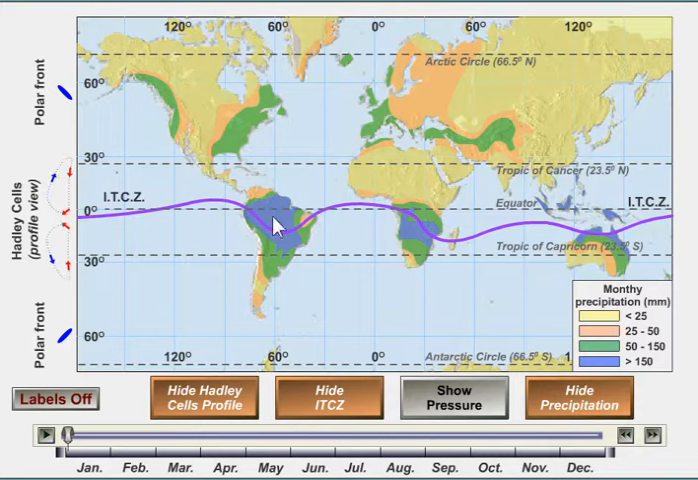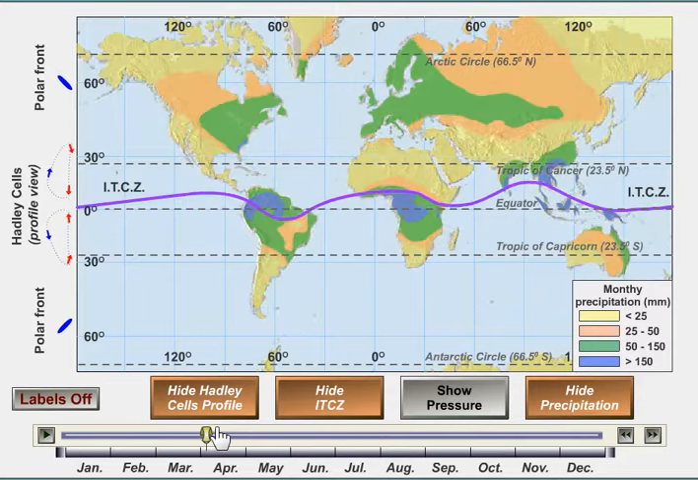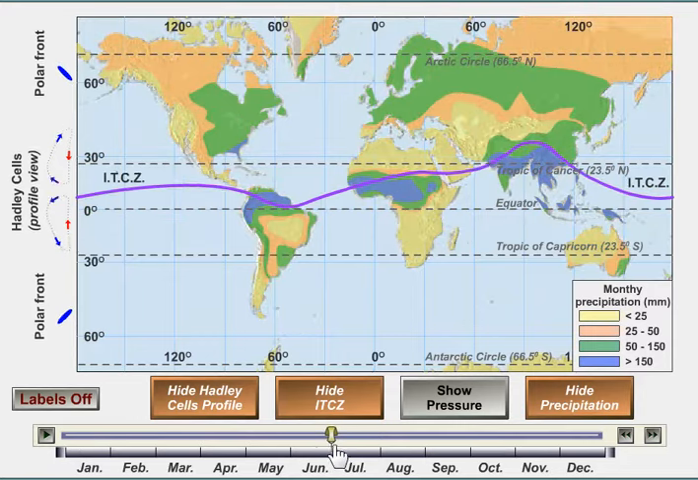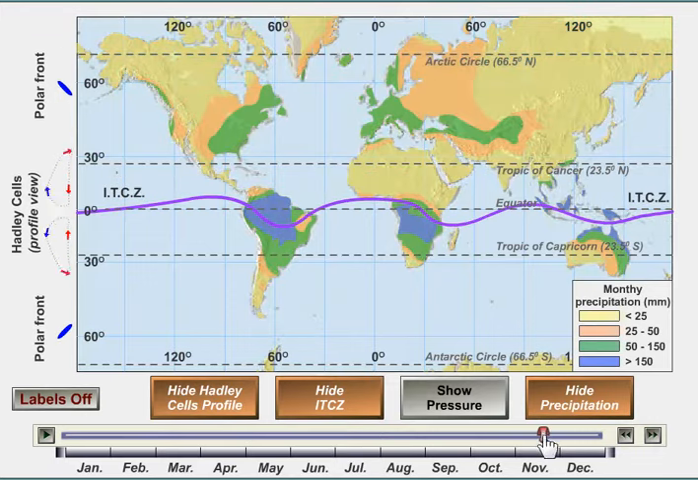But watch what happens to this wet belt as we move the ITCZ north with the seasons. The ITCZ takes the rain with it. And so by the time summer comes, all that wet moisture has shifted way far, especially over Indonesia here. And then as we come back into winter, the ITCZ migrates back south and the rain belts migrate with it.